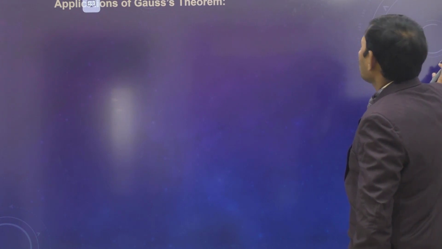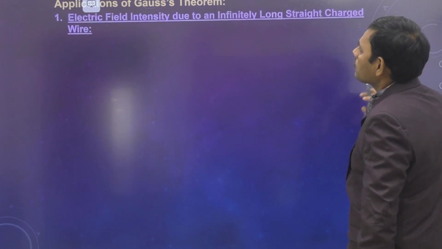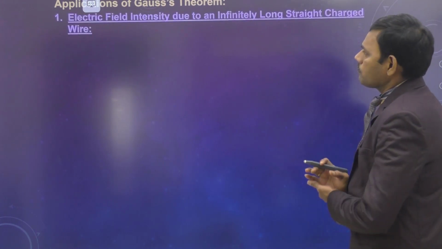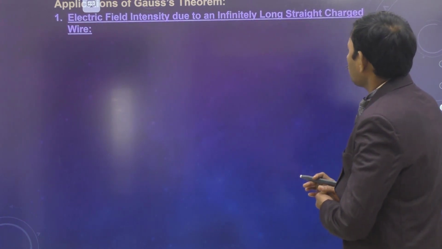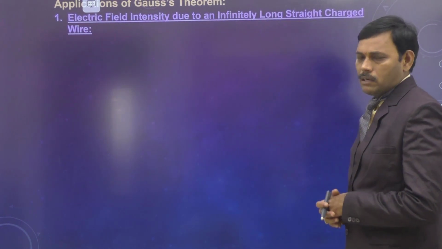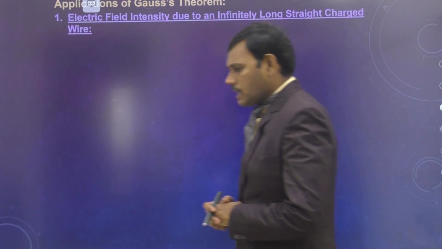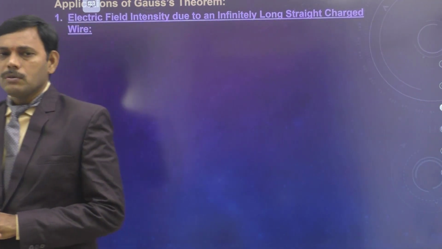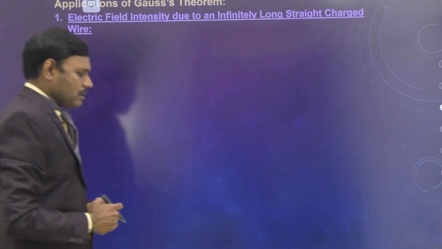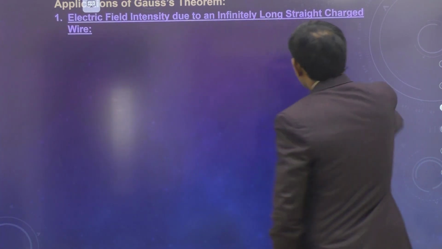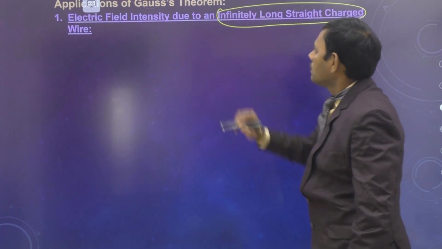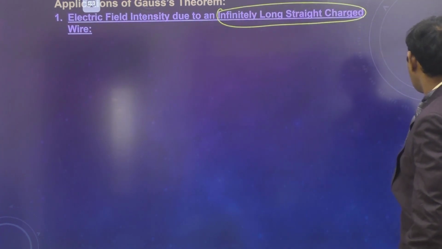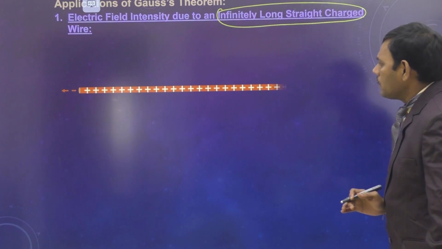So here let us come to the very important topic, applications of Gauss theorem. Electric field intensity due to an infinite long straight charged wire. The first case is electric field intensity due to a long straight wire. This is an infinite long straight charged wire, and due to it we have to find the electric field intensity.